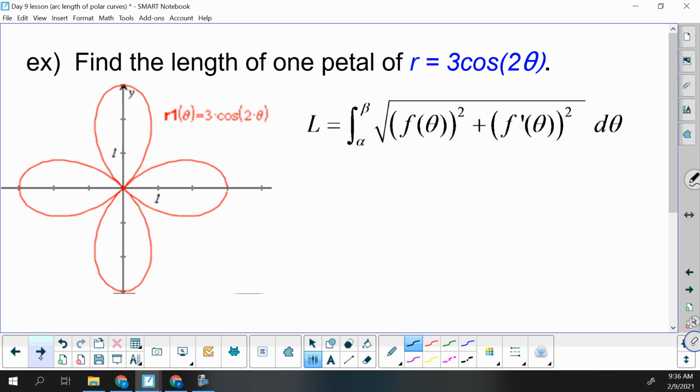All right, going over to the next one, we want to find the length of one petal. If they had wanted it for the whole curve, we would still just do one petal and we would do it times 4 out front.